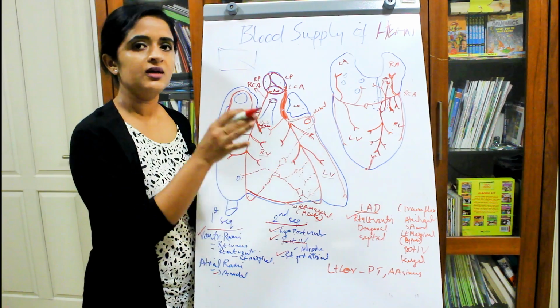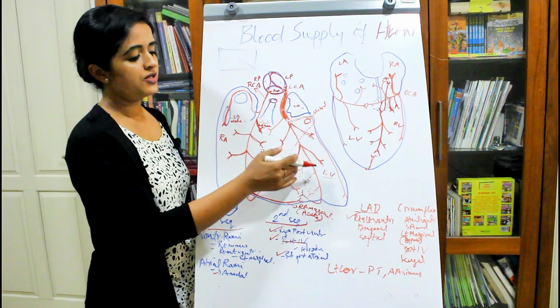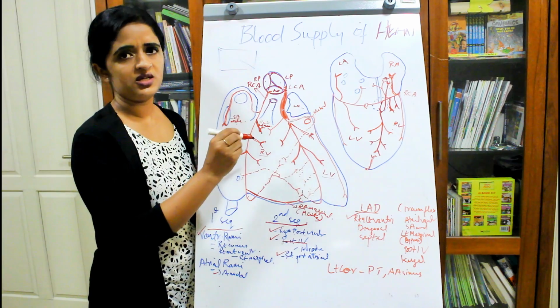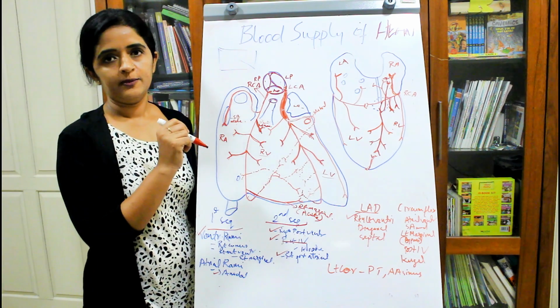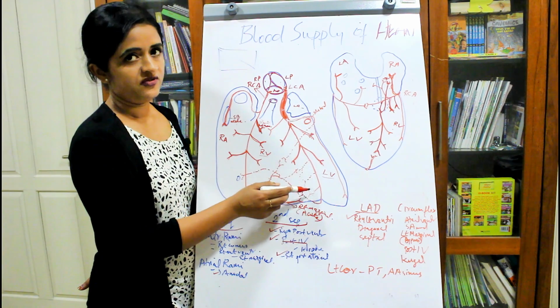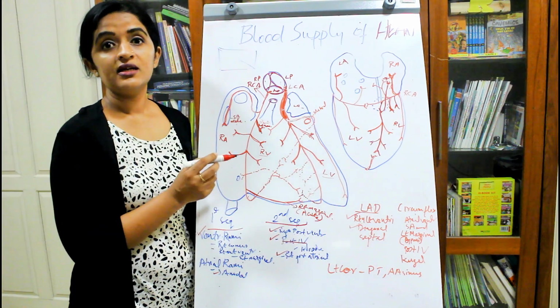So a major portion goes to the left ventricle, but some regions of the right ventricle, which lie closer to the anterior interventricular groove, will also be supplied by the ventricular rami of the left anterior descending branch. Now what do you mean by the diagonal artery?